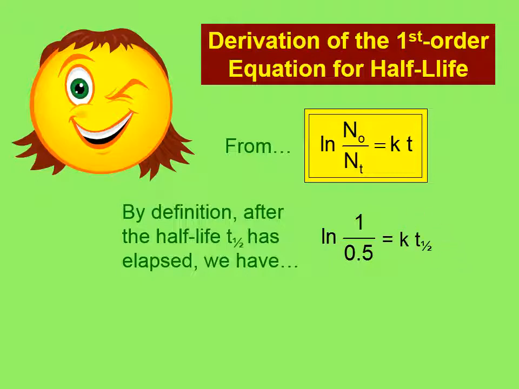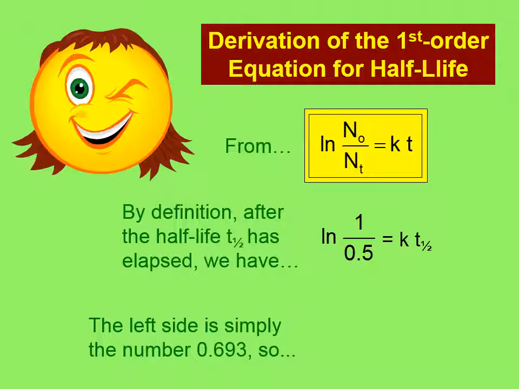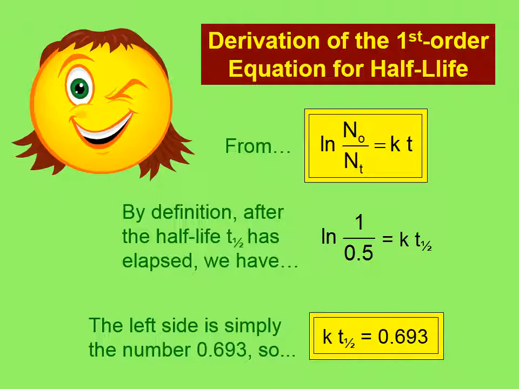And, by definition, after the half-life has elapsed, the time that has elapsed is right there, the half-life. The left side of this equation is simply a number. It's the natural log of 2, which is equal to 0.693 something something something. And therefore, that's where you get the first-order equation for half-life. kT = 0.693. Right, stop that. Silly person.